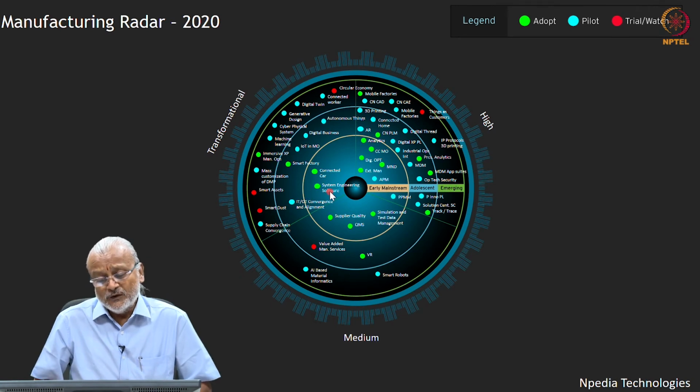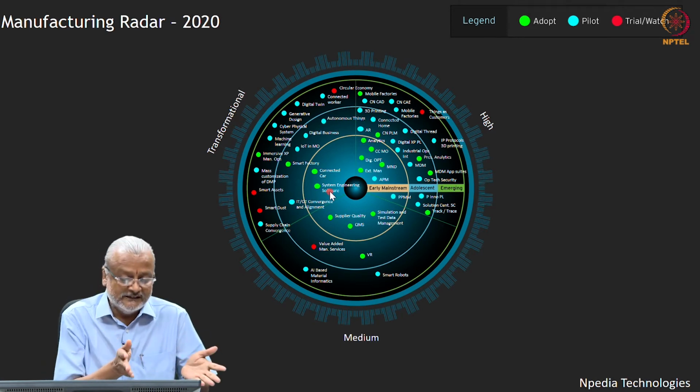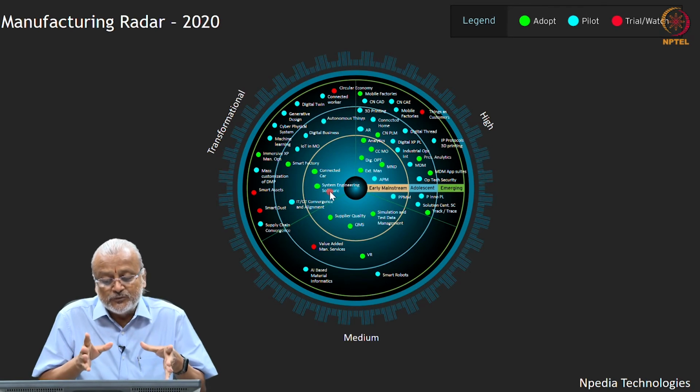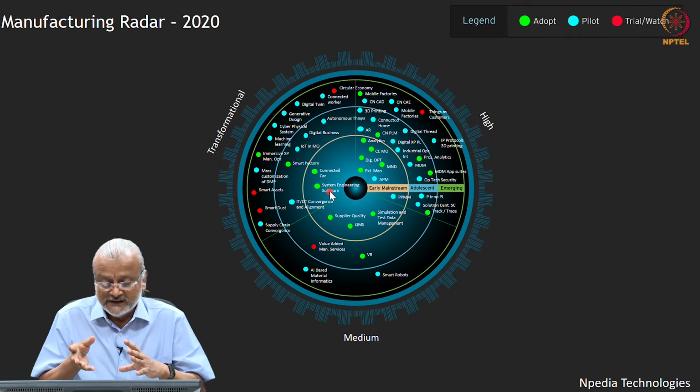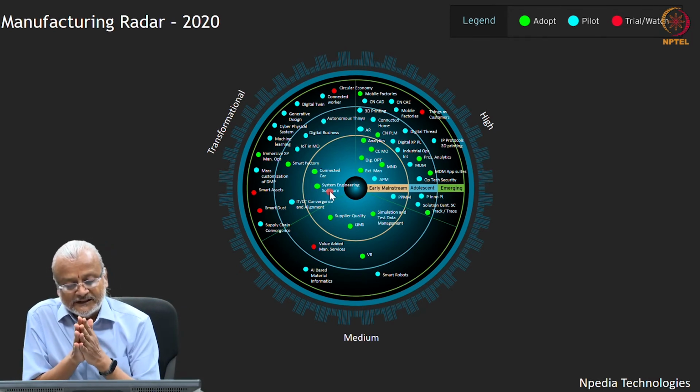Okay. Now, we will go into this a little bit more in detail in the following presentation, but I want to give you a glimpse of the type of impact that the transformational technology could have for the manufacturing industry. And similarly, even if you look at the right hand side, you have the high benefits ones, right?